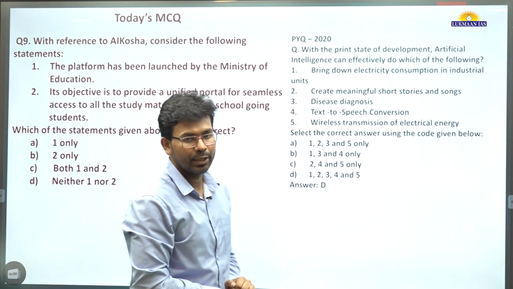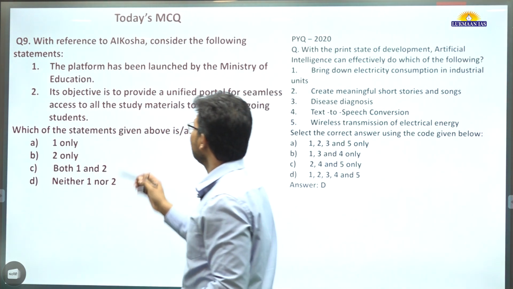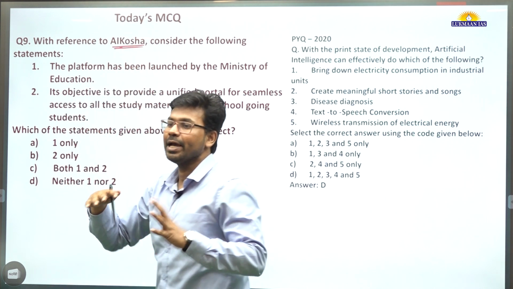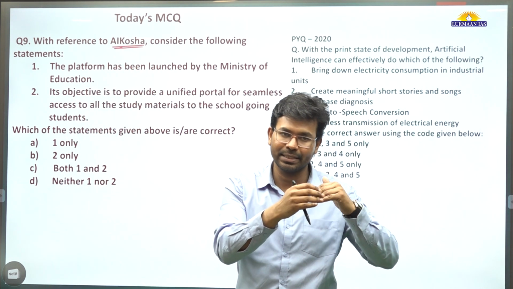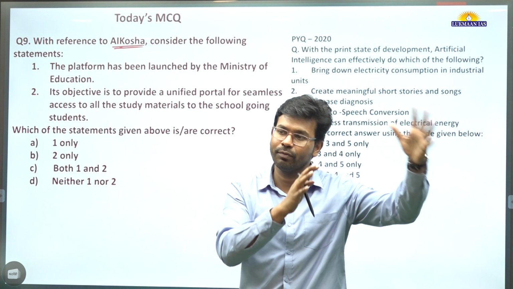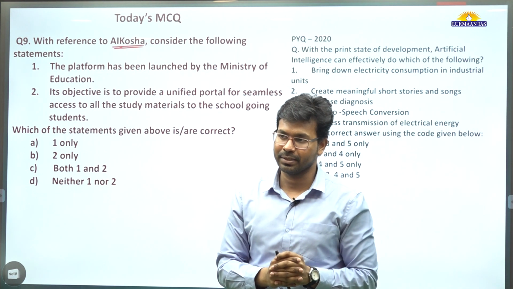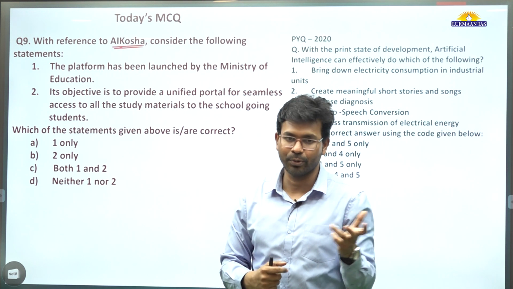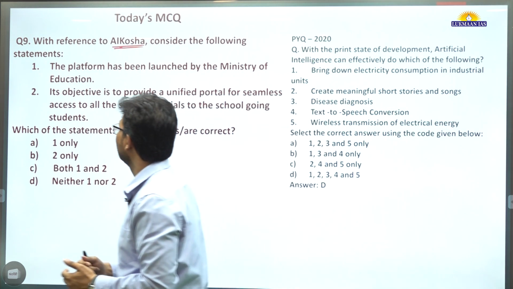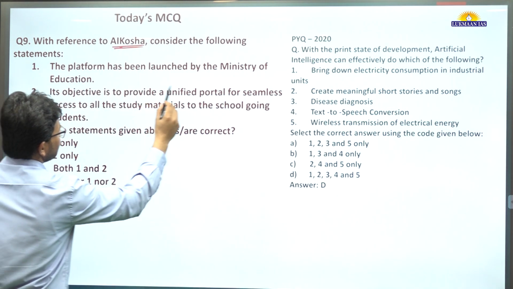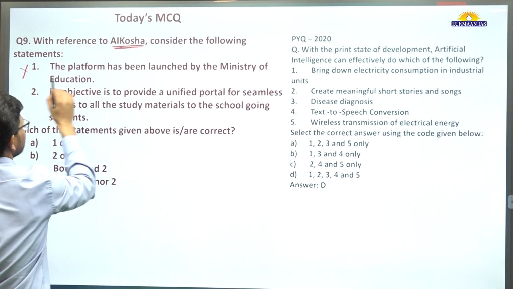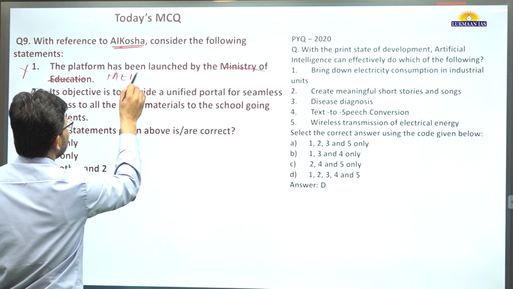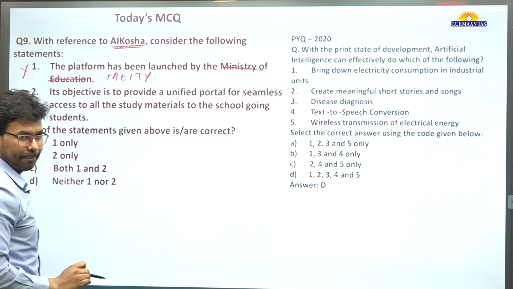This question is related to AI Kosh. AI Kosh means a place where, related to a particular thing, a lot of knowledge is established. For example, a dictionary is considered to be a vocabulary Kosh, a word Kosh. So it says the platform has been launched by the Ministry of Education. No, it is not Ministry of Education. It is again Ministry of Electronics and Information Technology, MeitY.